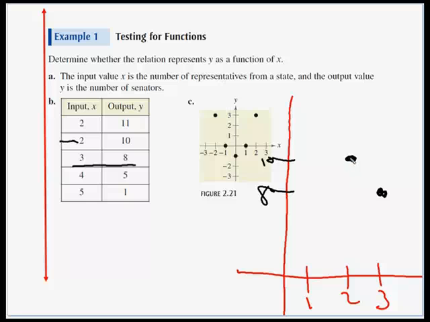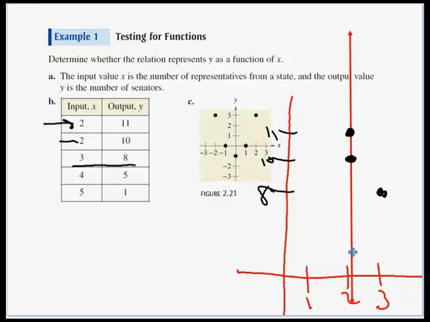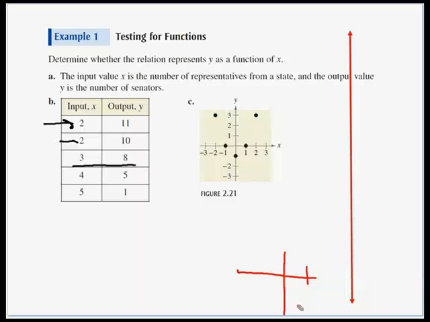Here's (2, 10). And then the next point is (2, 11). So it's the same x value, but now I'm up here at a different y value at 11. So I have these 2 points right over top of each other. Would that pass the vertical line test? No. I would hit both of those points at the same time, and that would fail the vertical line test.